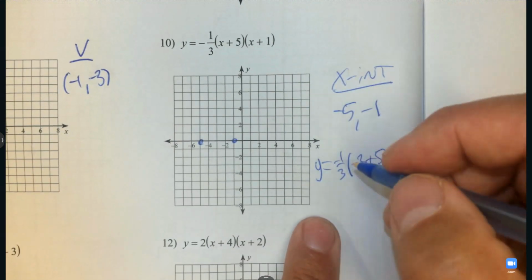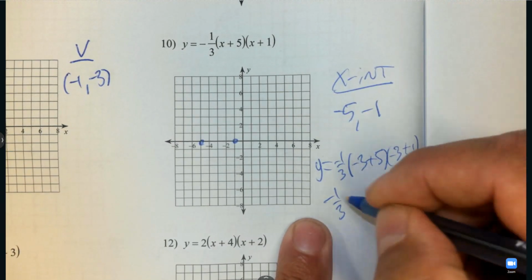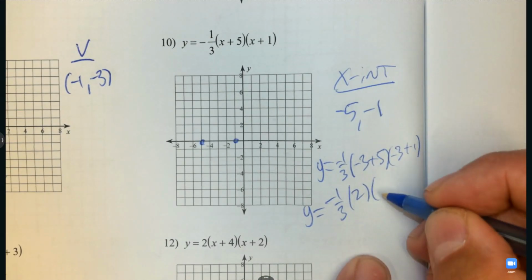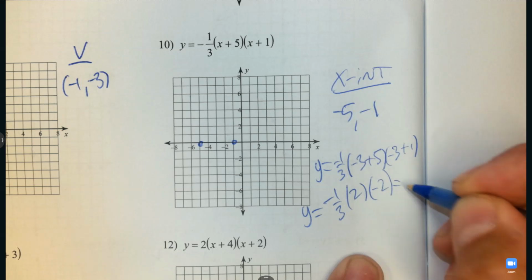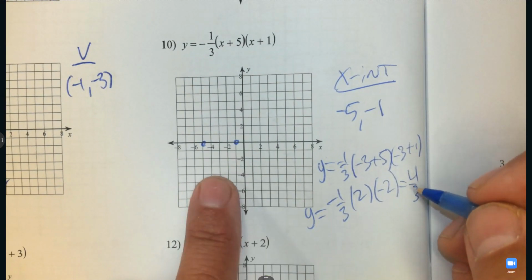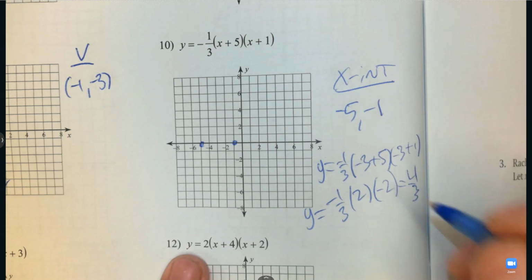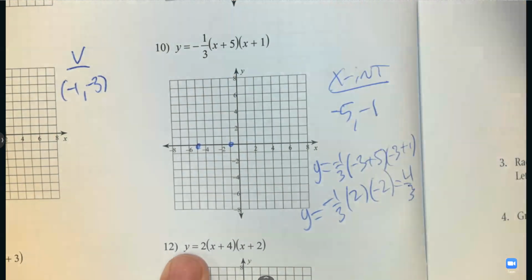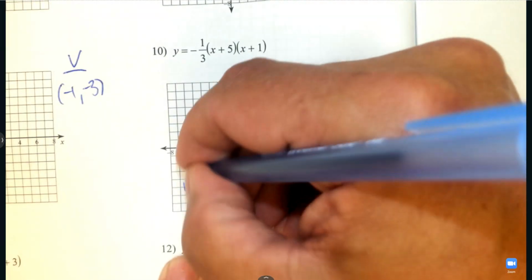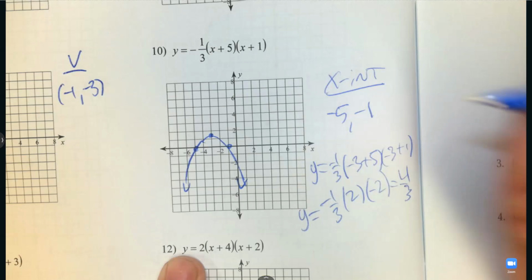So if I plug in negative 3, let's see if this actually is a nice number or not. That's 2, and that's negative 2. So if I put it together, a negative times a negative is positive 4/3. So it's a little bit more than 1. So at negative 3, just a little bit more than 1, and then I have my parabola to draw. Done.